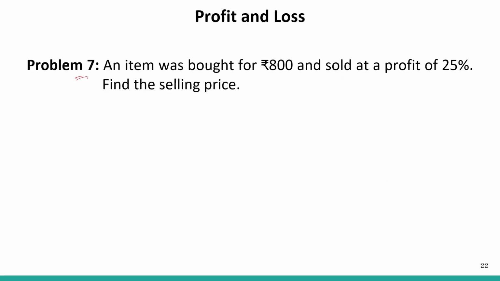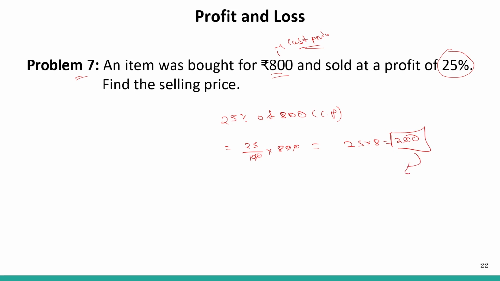So let's see problem number 7. An item was bought for 800 rupees and sold at a profit of 25%. So this is the cost price. Since the profit is 25% and we have the cost price, 25% of 800, that is the cost price, is equal to 25 by 100 into 800, right? Cutting 2 zeros out from numerator and denominator, we are left with 25 into 8, which is equal to 200. So 200 rupees will be his profit amount.